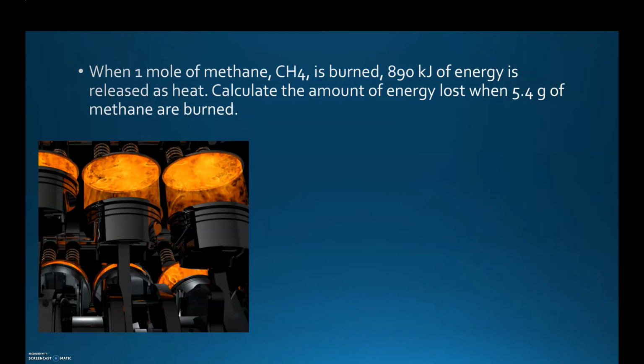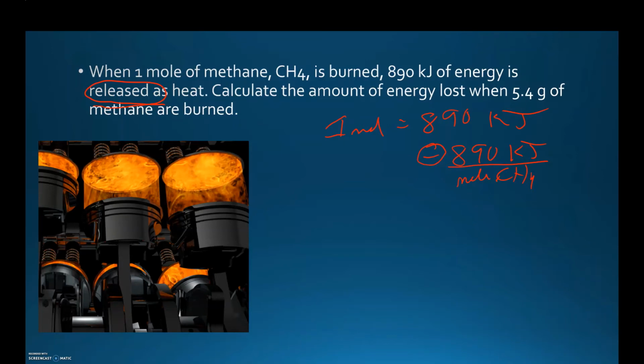The first thing is that we are given that for every mole of methane burned, you get 890 kilojoules of energy released. So in this particular case, we have negative 890 kilojoules per mole of methane, CH4. Notice that this negative sign is represented by releasing heat. It's released, and that's where the negative sign comes from.